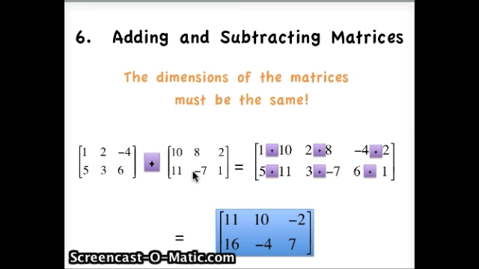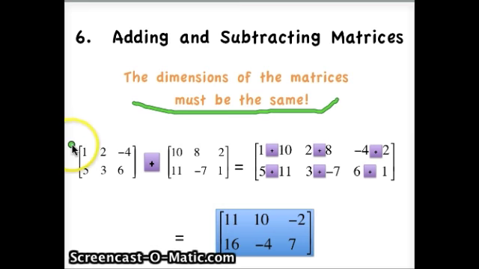Alright, continuing on. This is where things get a little bit more difficult. This section requires that you have a lot of attention to detail, okay? You have to make sure that you first check that the dimensions of the matrices that you want to add or subtract are the same. If they are not the same, you cannot add or subtract them. So don't try to go through the trouble of adding and subtracting them if they're not the same. Check the dimensions first, okay?